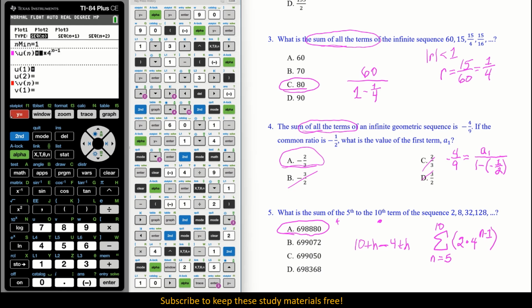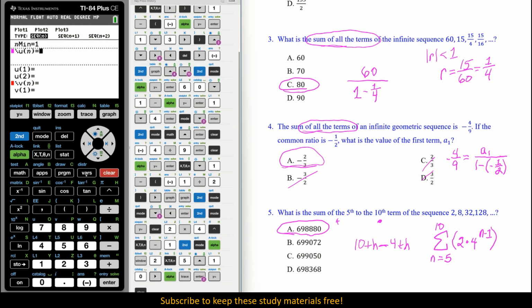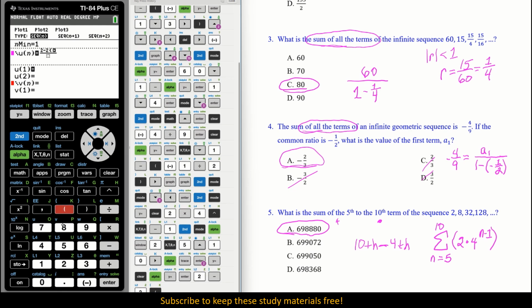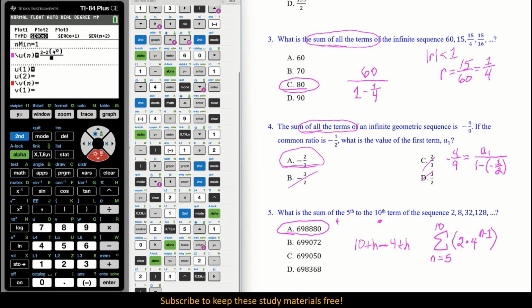Okay, the other situation. Let's go to y equals. Let's clear everything out. And remember, we have to have that fractional set up. So it's going to be 2 minus 2. All right, I'm going to do parentheses. And we have 4. And then carry up to the end, move over, close it. And then we're going to go down and say 1 minus the 4. All right, now we want to go from 5 to 10. Let's see what our window's in.